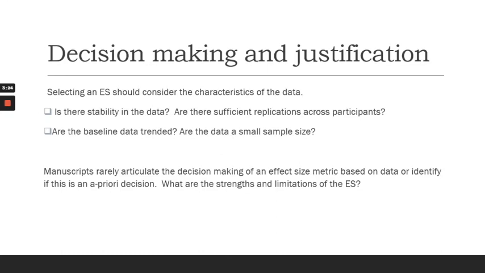And what I find problematic in the literature is that manuscripts rarely articulate the decision-making of an effect size metric based on data or identify if the decision was made a priori. And this includes work that I've done. Most of us choose the effect sizes after we get the data, and we don't talk very much about how we came to those conclusions and if it's reflective of the type of data that we have in our manuscript. We also don't talk very much about the strengths and limitations of the effect sizes. We sometimes only see that when editors or reviewers are requesting that information in a manuscript. I think we could all do a better job with this.